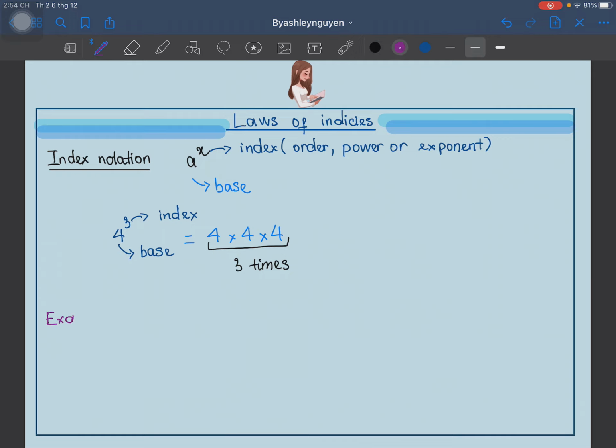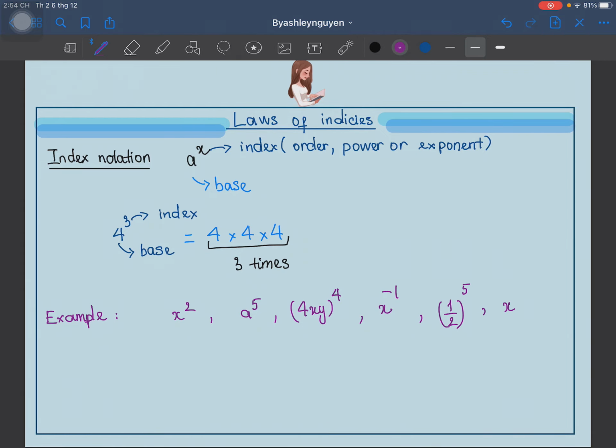Some other examples of index notation are x squared, a to the power 5, 4xy all to the power 4, x to the power of negative 1, 1/2 to the power of 5, and x to the power of negative 1/2.